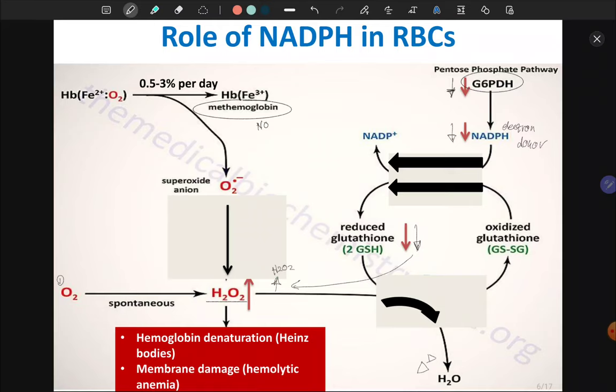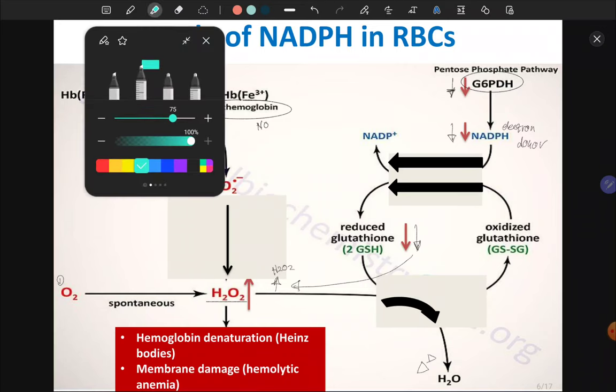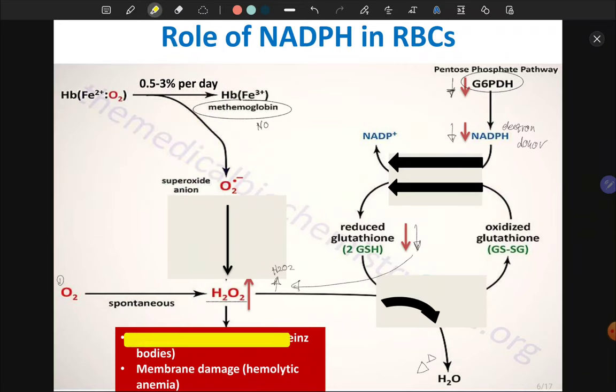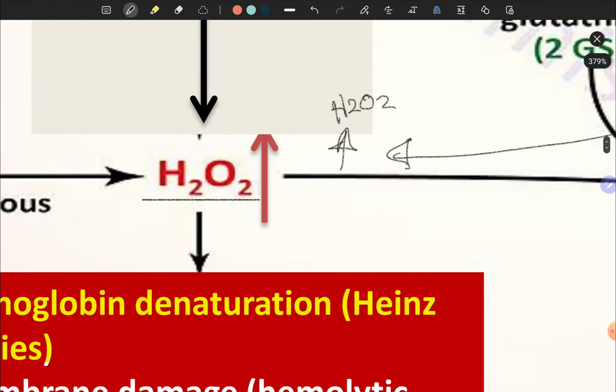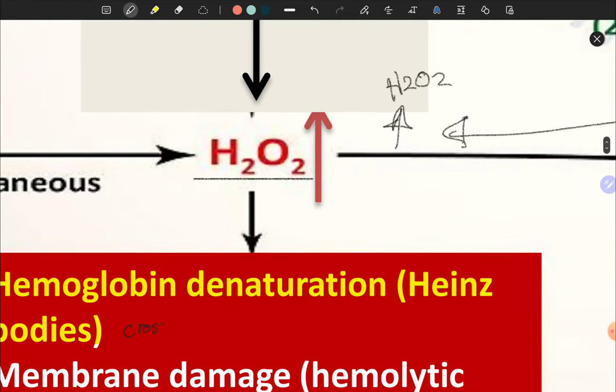They will cross-link, okay? Hemoglobin will cross-link and cause what are called Heinz bodies. G6PD deficiency is the number one cause of hemolytic anemia. What is a Heinz body? It is the cross-linking of the hemoglobin together. They will attach to the RBC cell membrane and cause damage to the cell membrane as well, and they will cause hemolytic anemia, which means lysis of the cell membrane of the RBCs. Okay?